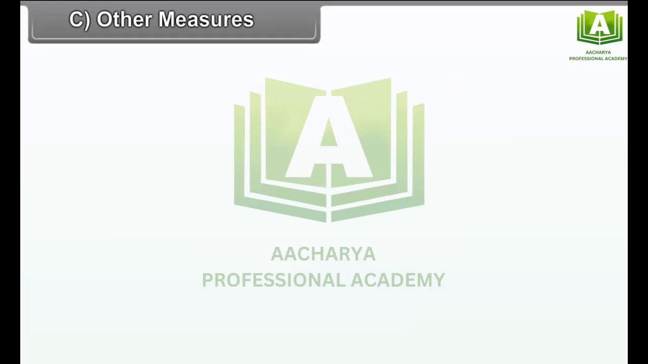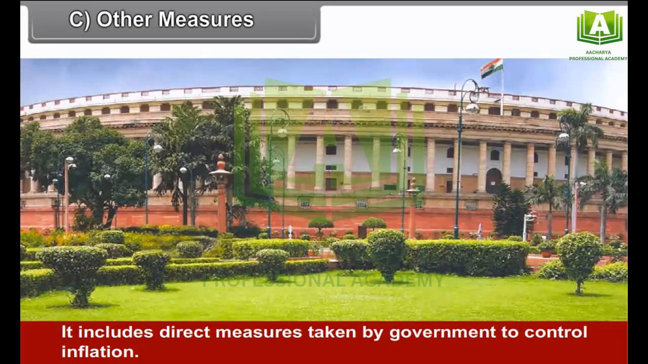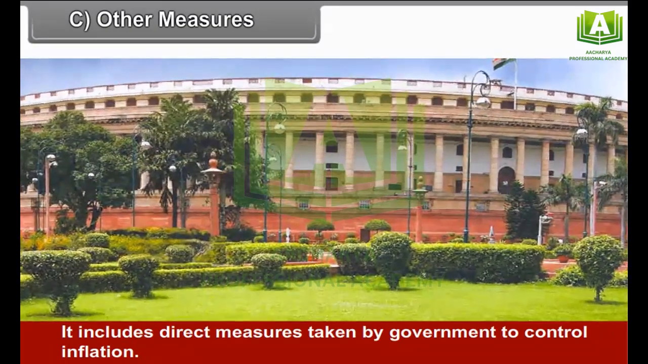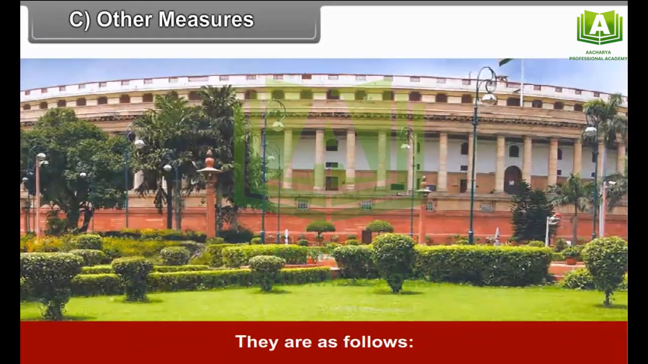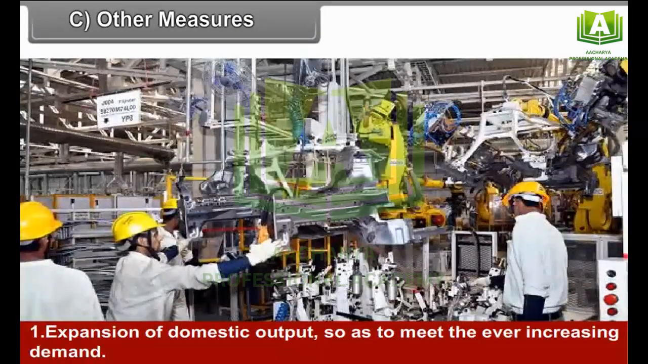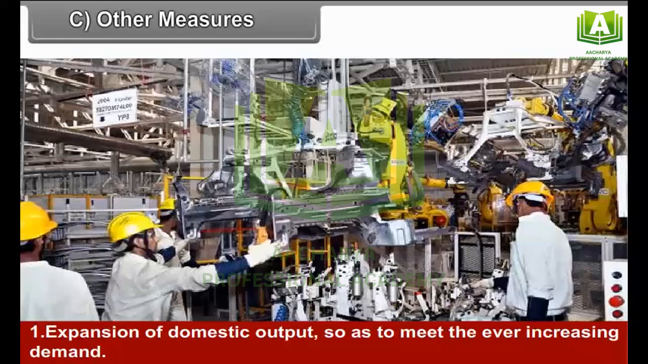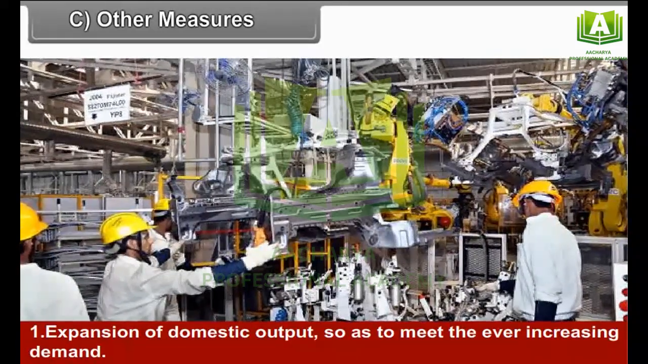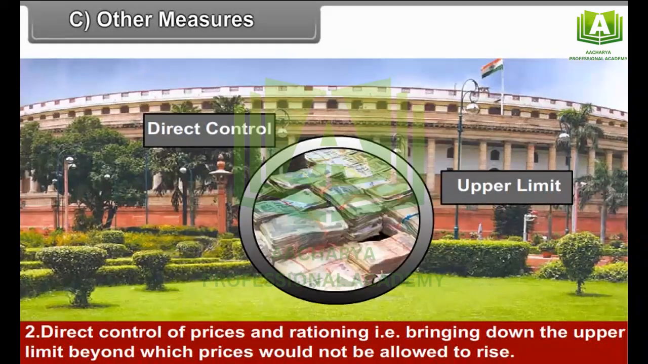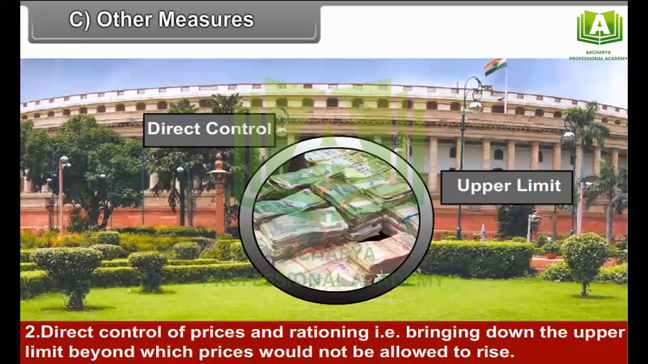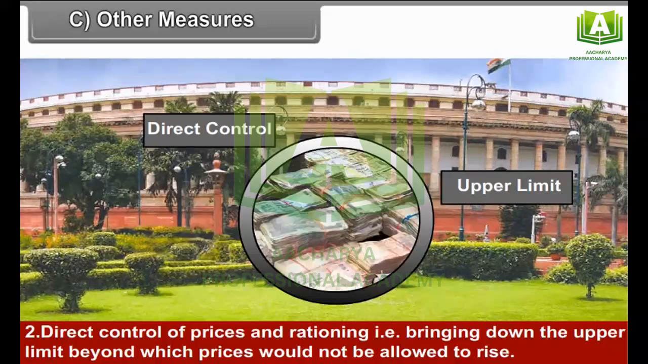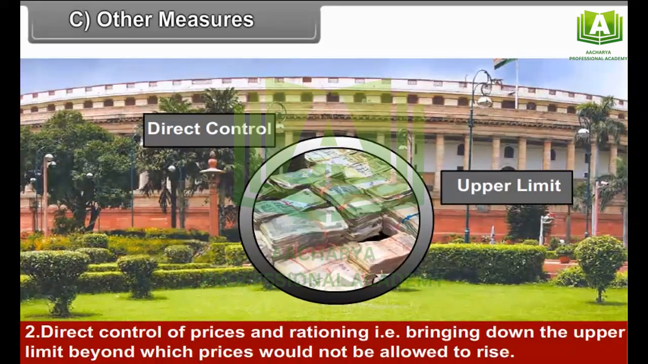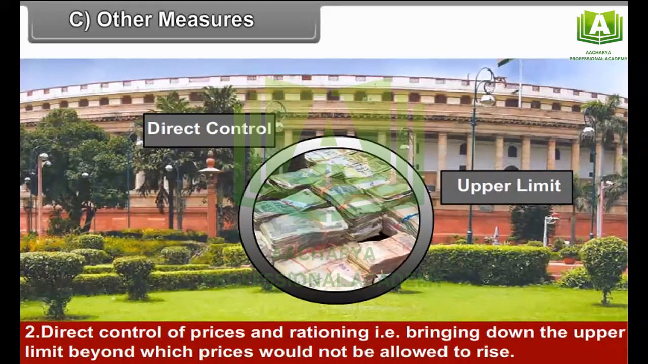C. Other measures. It includes direct measures taken by the government to control inflation. They are as follows. 1. Expansion of domestic output so as to meet the ever-increasing demand. 2. Direct control of prices and rationing. That is, bringing down the upper limit beyond which prices would not be allowed to rise.